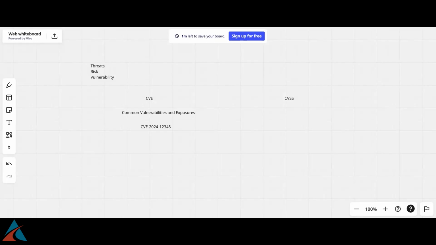CVE works exactly like that. You're referring to that specific vulnerability globally around the world using CVE.